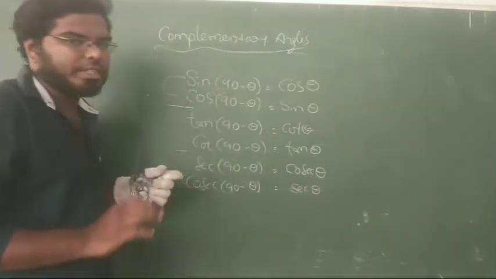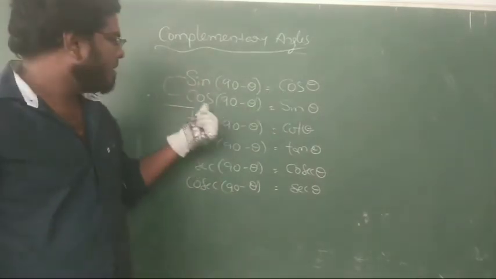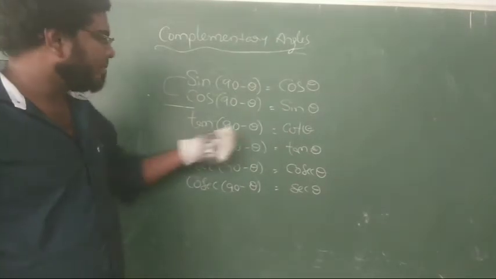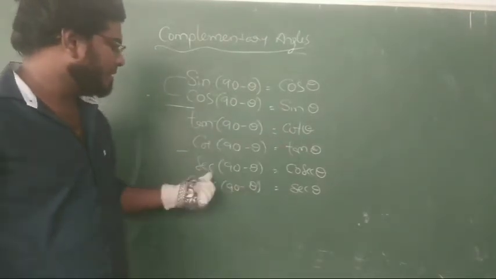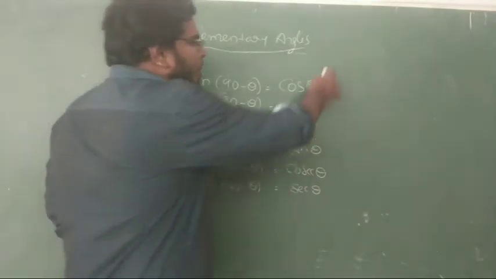Once again, sine observes 90 degrees, it becomes cos. When cos observes this 90 degrees, it becomes sine. Tan becomes cot, cot becomes tan, sec becomes cosec, cosec becomes sec. Right. Do one problem here.